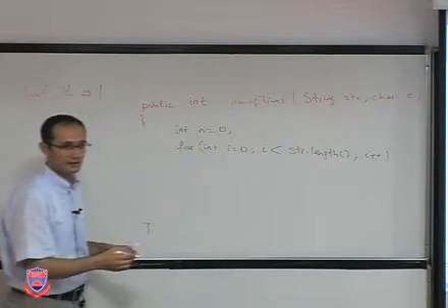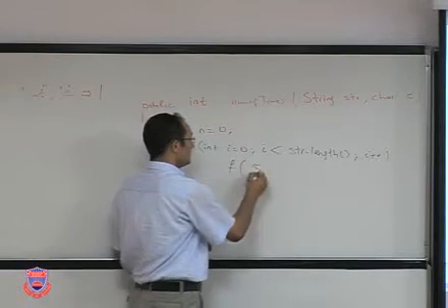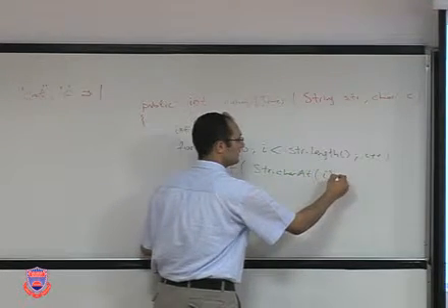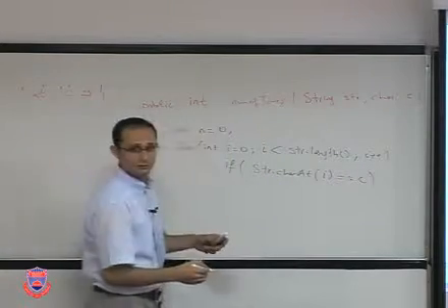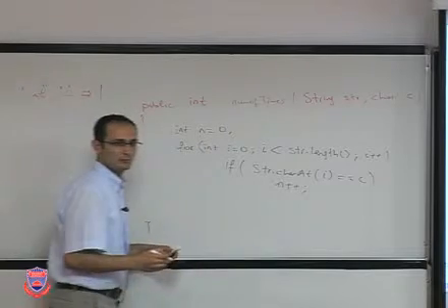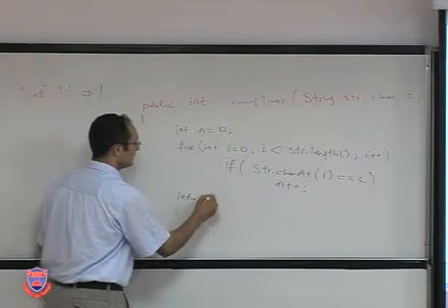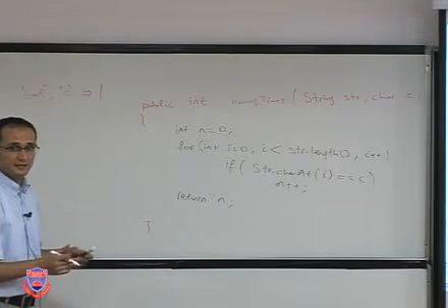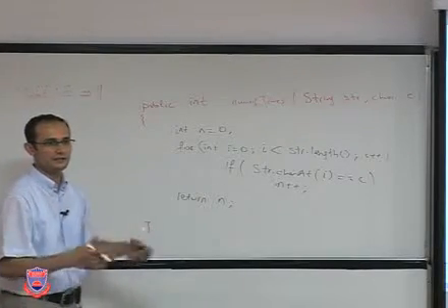And what am I going to say? If str.charAt(i) equals c, then you're going to say that n needs to be incremented by 1. And then at the end, you'll just return this n as a result. Okay? So basically, that will do the job in an iterative fashion. However, I'd like you to write it in a recursive fashion.